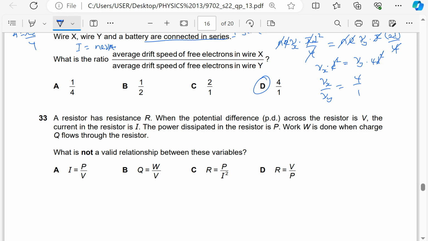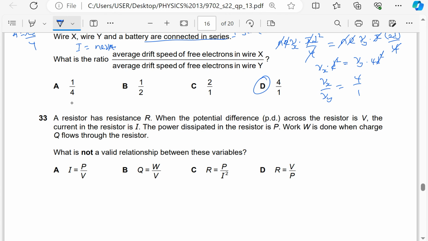A resistor has resistance R. When the potential difference across the wire is V, the current in the resistor is I. The power dissipated in the resistor is P. Work W is done when charge Q flows through the resistor. What is not a valid relationship between these variables?